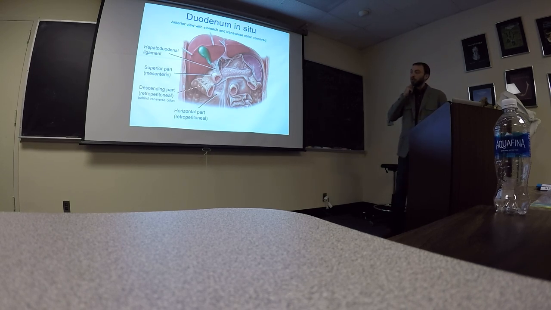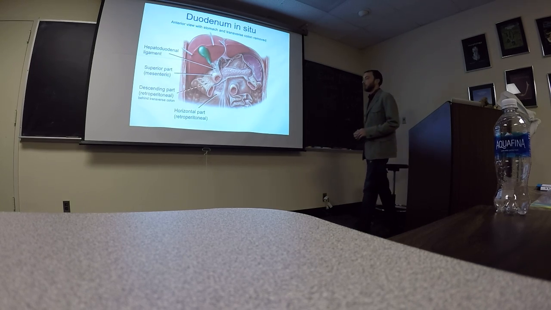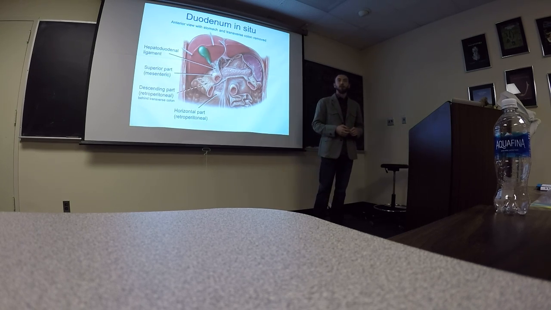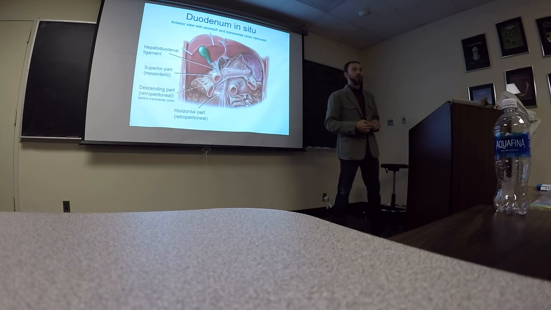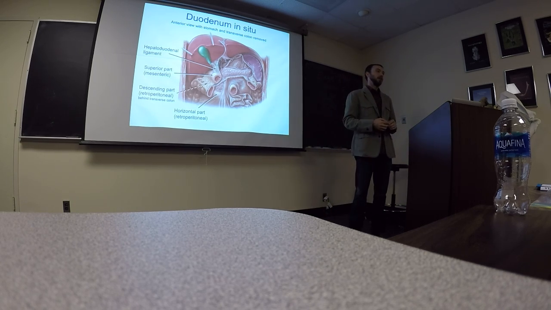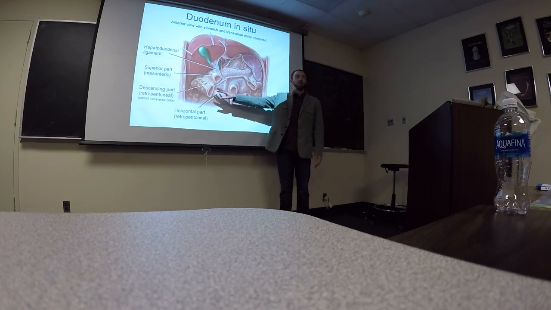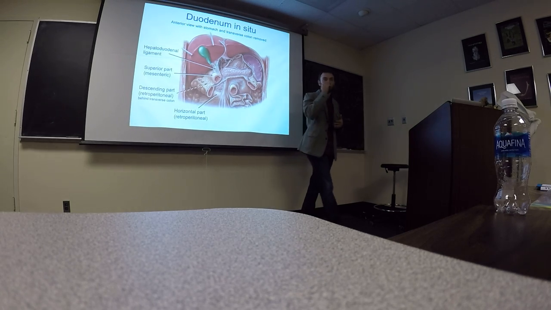The second part, or the descending part, and the third part, or the horizontal part, are both retroperitoneal. And Dr. Flegel talked about the difference between mesenteric and retroperitoneal, and primarily and secondarily retroperitoneal on Wednesday, and we'll go over it a little bit more on Monday as well to make sure that you guys have it. But the reason we can't see these externally is because they're back up against the back wall of the abdomen.